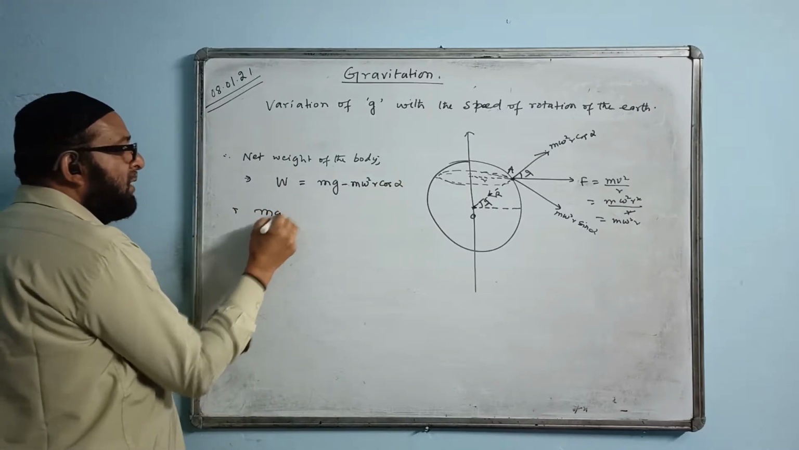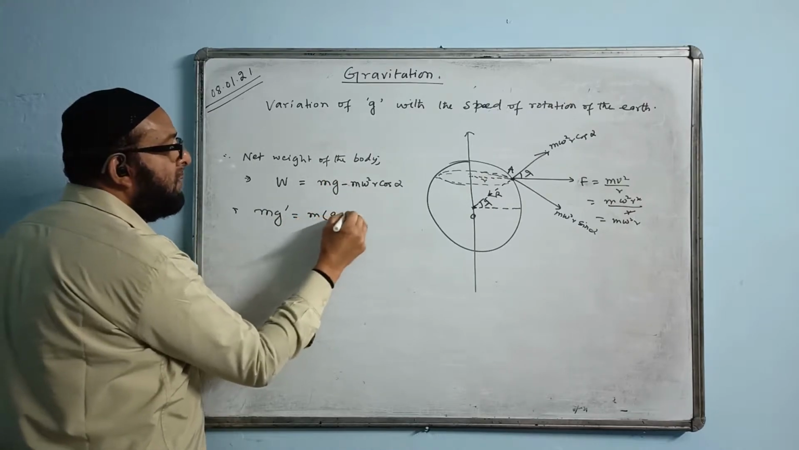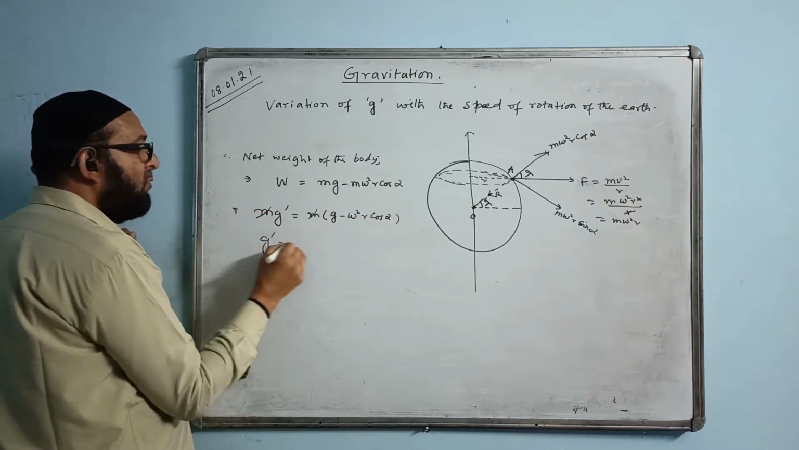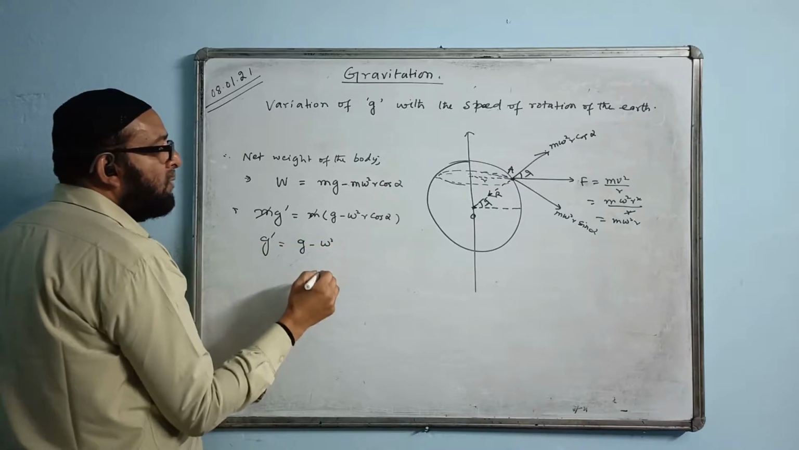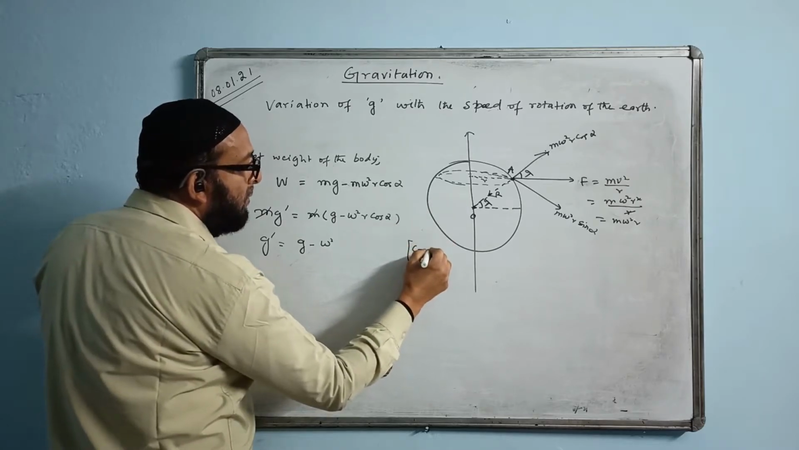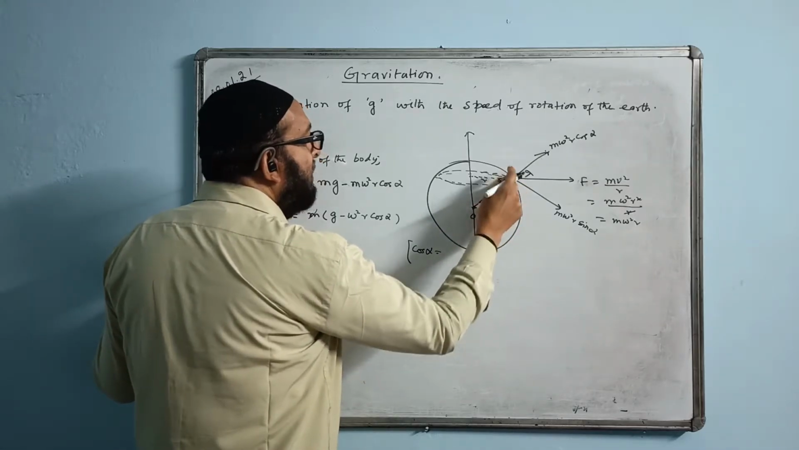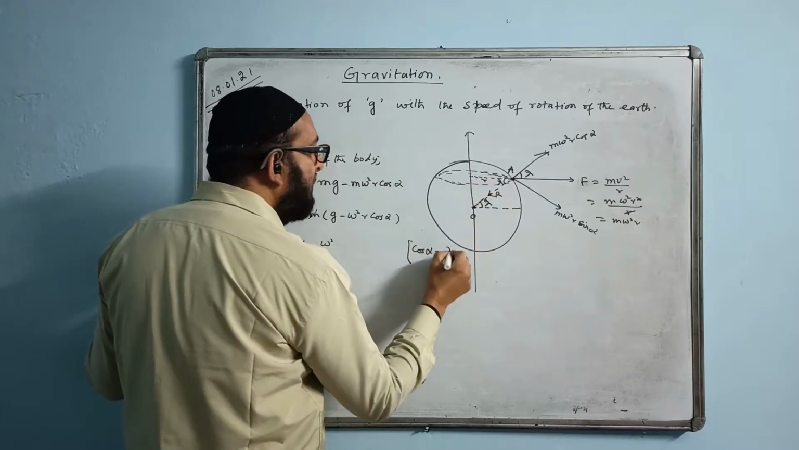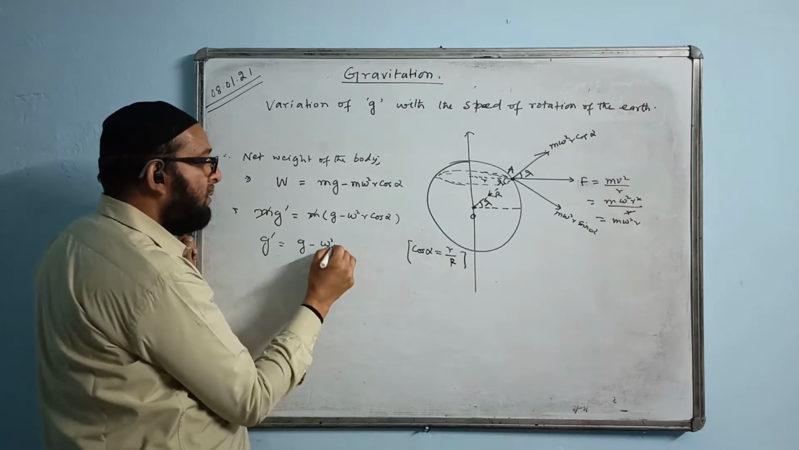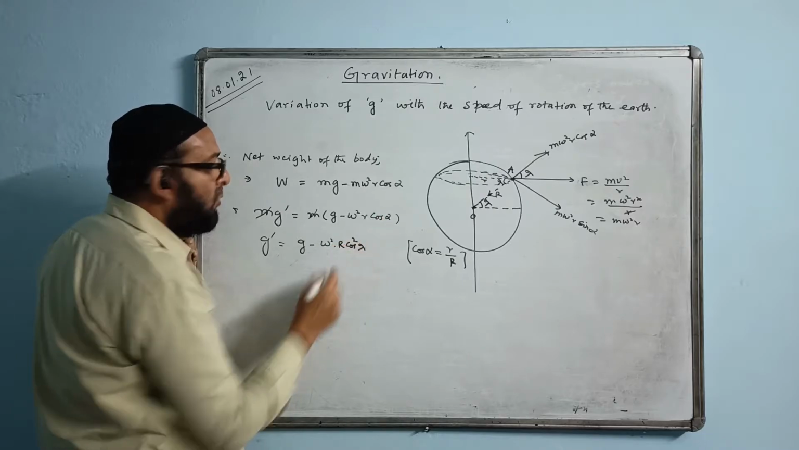Net weight, let us write it as mg dash, with g dash the new value of gravity there. Take m common: g dash equals g minus omega squared r cos lambda, and m cancels. Now we use the formula for r. In this triangle, this angle is lambda, and cos lambda equals base by hypotenuse, that is small r by capital R. So small r equals R cos lambda, and since cos lambda is already there, it becomes cos squared lambda.